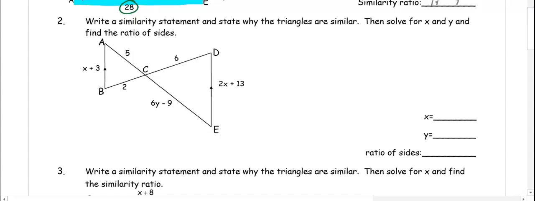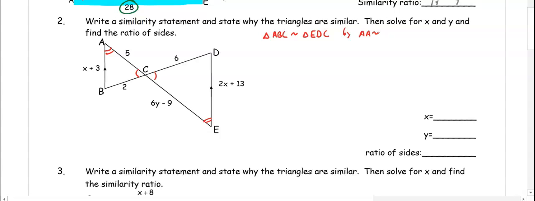In number 2, we again have parallel sides with AB and DE. So we can use alternate interior angles, say that angle A is congruent to angle E. We can also use vertical angles that are congruent. So we now have two sets of congruent angles in these triangles. So we can write a similarity statement. Triangle ABC is similar to triangle EDC by angle-angle similarity.